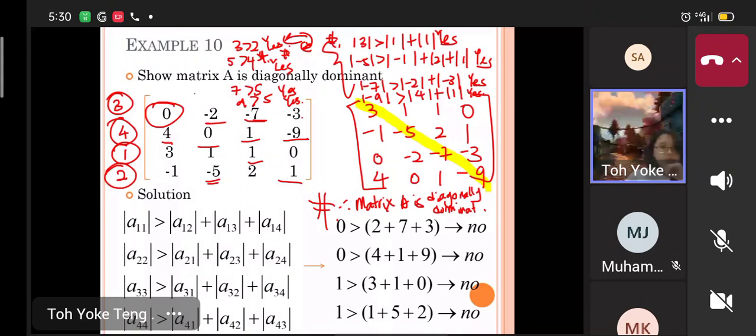So as you first refer to here, you notice that 0 is less than the summation of 2 plus 7 plus 3, 0 is less than 10, is it right? So this one is not diagonally dominant, so you have to rearrange it to make it diagonally dominant in order to proceed the calculation. Since for the condition for the iteration, the matrix A must be in diagonally dominant form to proceed the calculation.